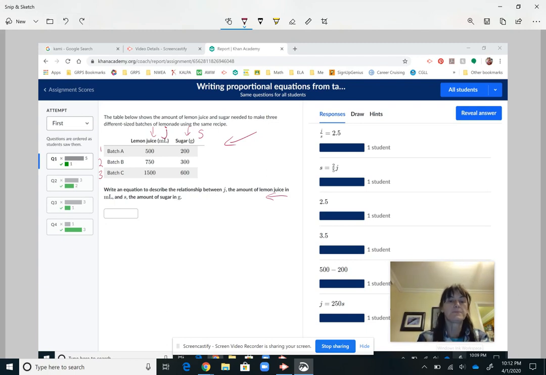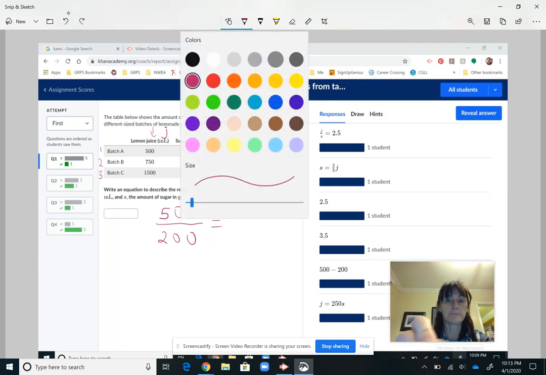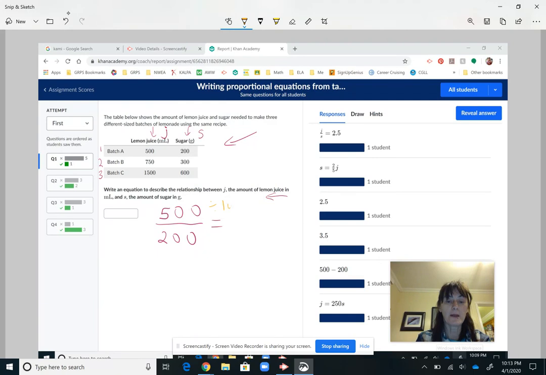rate or proportion, I see that for the batch A, I have 500 milliliters of juice, but I need 200 grams of sugar. And I prefer to write it as a fraction because it looks like a fraction. I can treat it as a fraction, so I can simplify it. If I simplify it, I can divide the top and the bottom. Let me change the color. I think I can divide by 100, top and the bottom. And if I do that, I end up with 5/2.